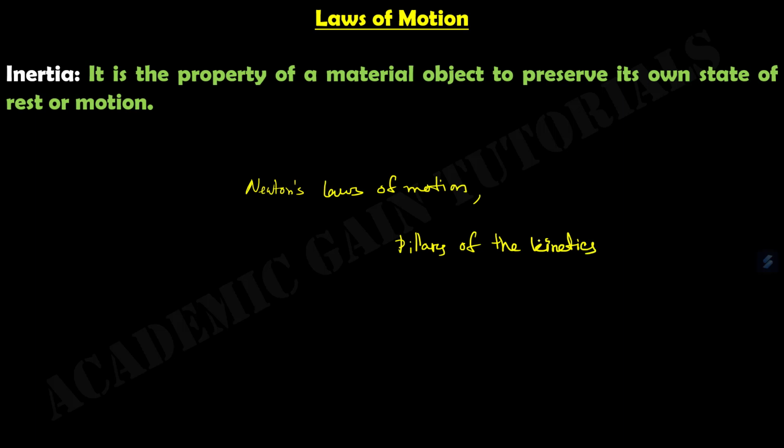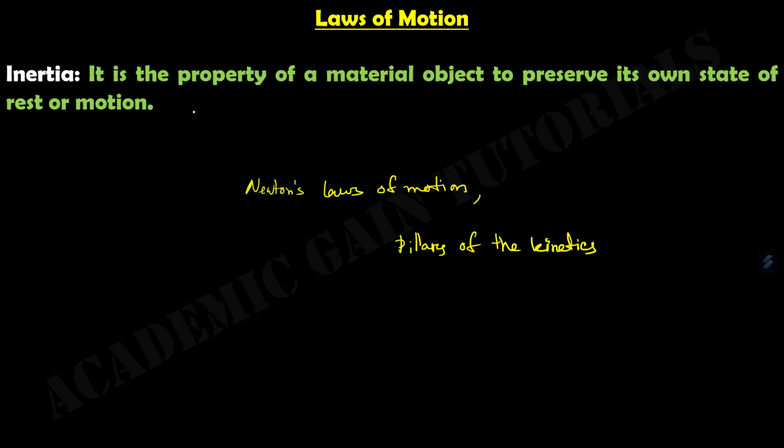In this chapter, we will describe and explain those laws and discuss the relation between velocity and mass with the motion of a body. So first of all, we will discuss a topic which is known as inertia. So what is inertia?